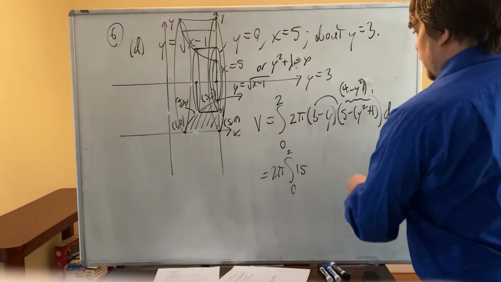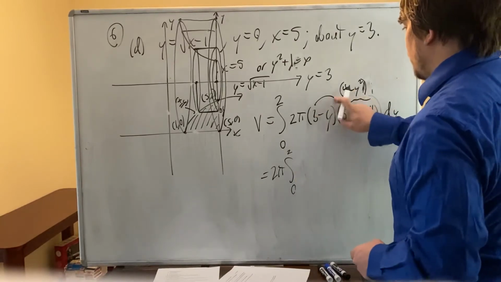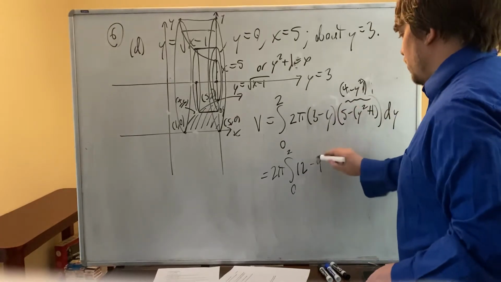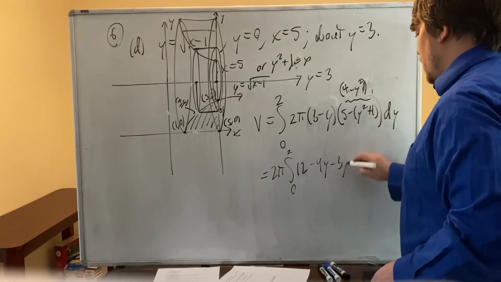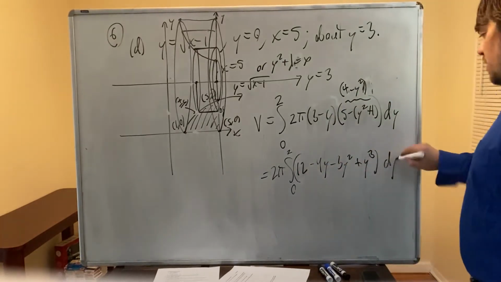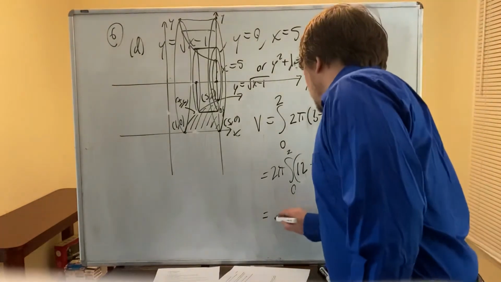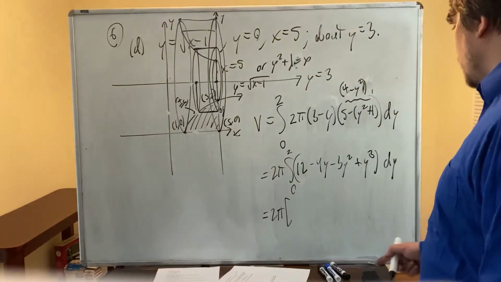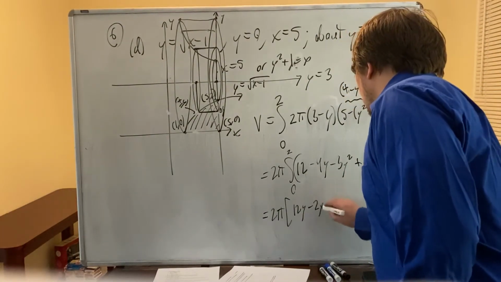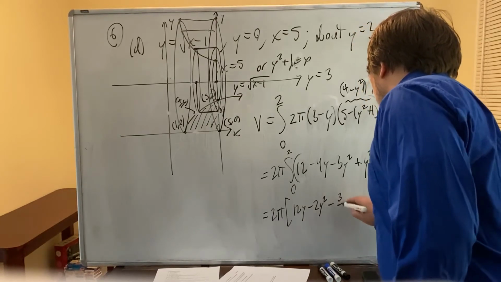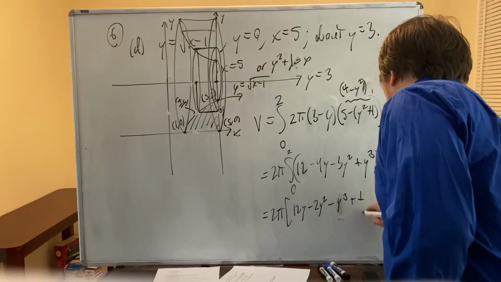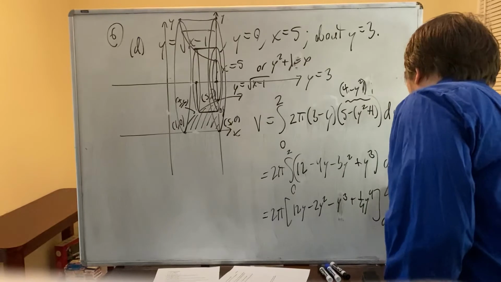So we're multiplying 3 times 4, which is 12. Negative y times 4 is minus 4y. 3 times negative y squared is minus 3y squared. And then minus y times minus y squared is plus y cubed. Let's multiply that out. We're integrating with respect to y. This is equal to 2 pi times an antiderivative, which is 12y minus 2y squared minus y cubed plus 1/4 y to the 4th, evaluated from 0 to 2.